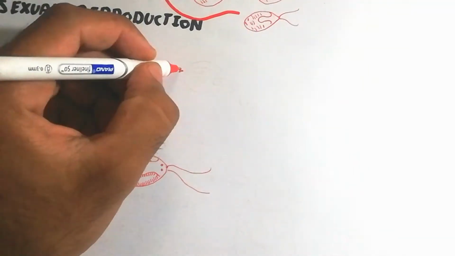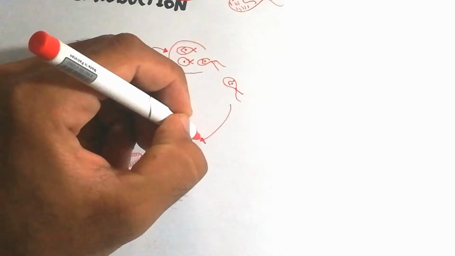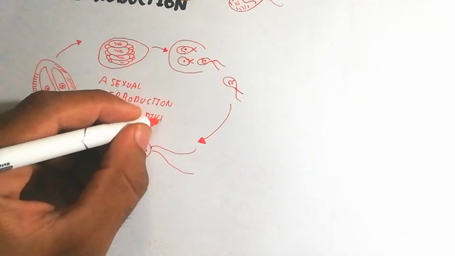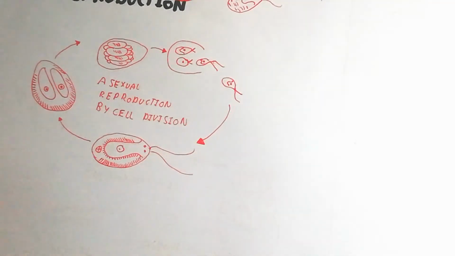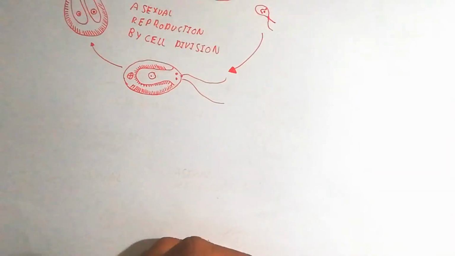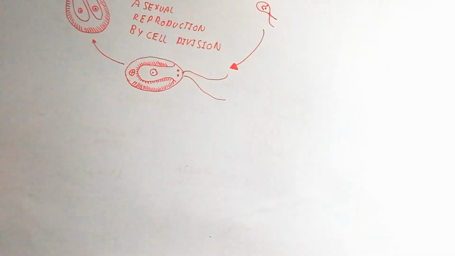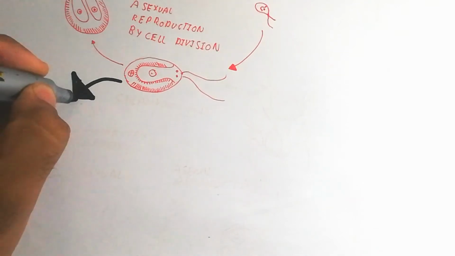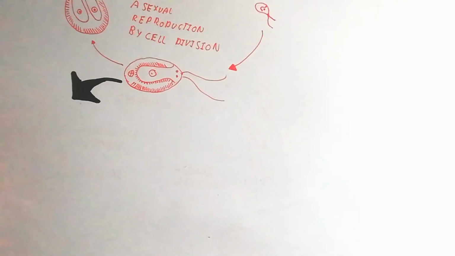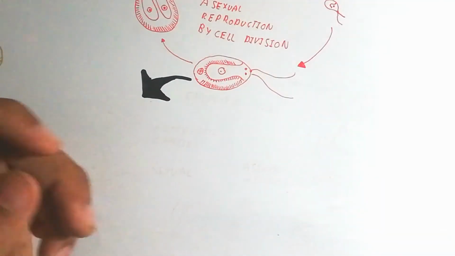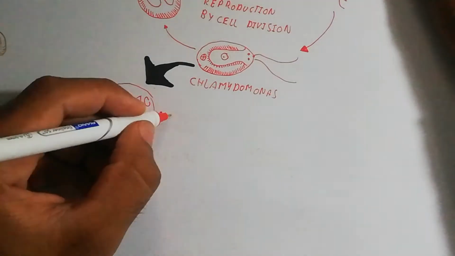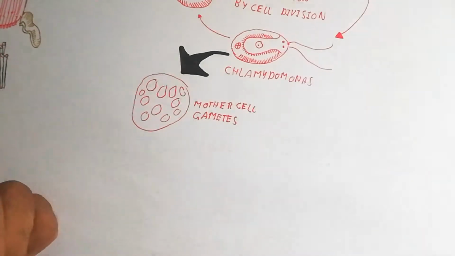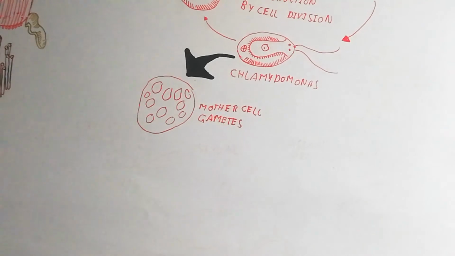Now next we will talk about sexual reproduction. First of all, we will understand reproduction. Looking at asexual reproduction here, one cell goes into two cells and multiple cells, and the wall ruptures to release the Chlamydomonas. That is known as asexual reproduction by cell division.